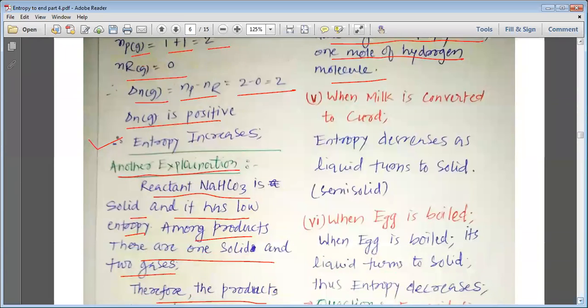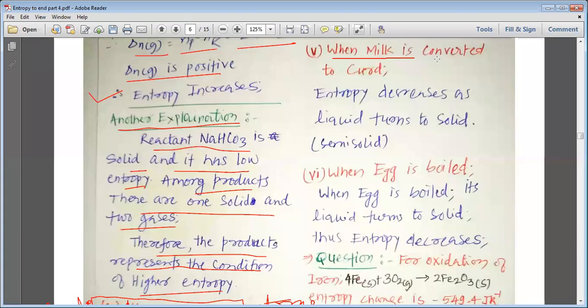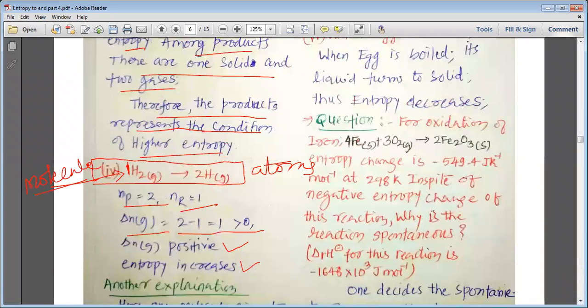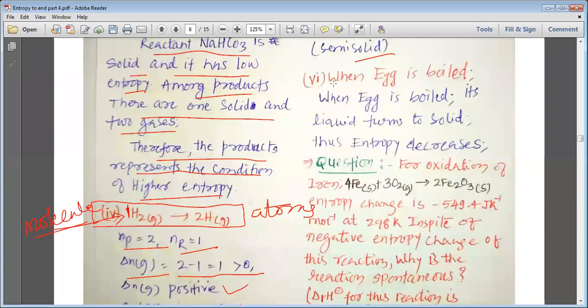Now my dear students, when milk is converted to curd, we just keep milk and that is converted to curd overnight sometime. So entropy decreases as the liquid turns to solid or semi-solid. Please remember. Then suppose when egg is boiled, generally what happens? We consider that as the temperature increases, entropy increases. But here the case is exactly opposite.